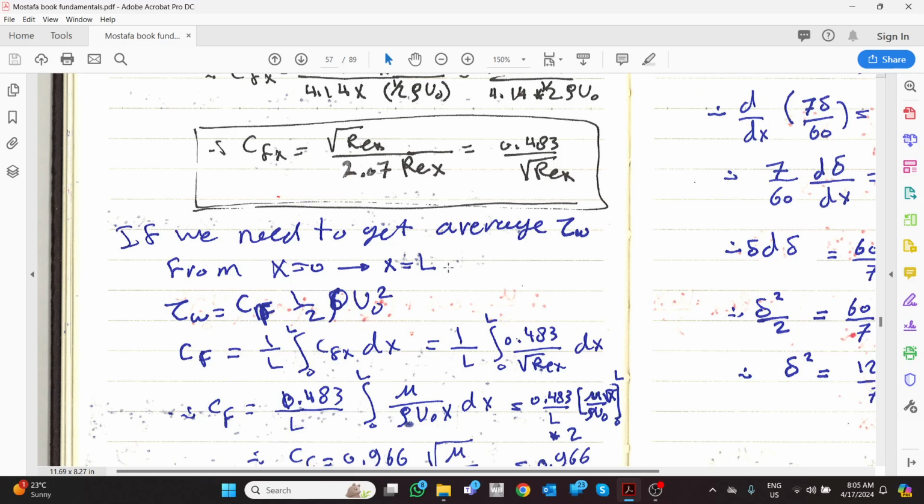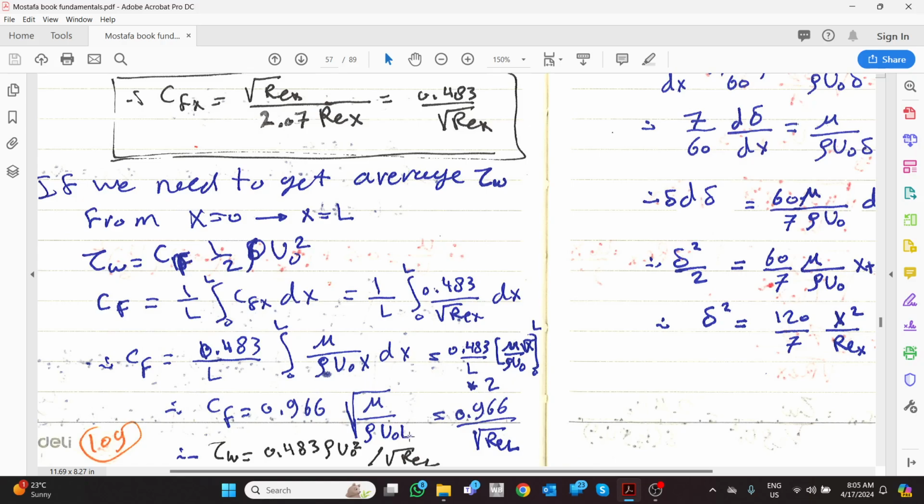If we need to get the average, the full one, from x equals 0 to x equals L, same concept for CF, put the equation of Reynolds number. Please write Reynolds number in its form of x. Simple. Reynolds number in its form of x, of course this one will go out. This should be in Reynolds number of x.